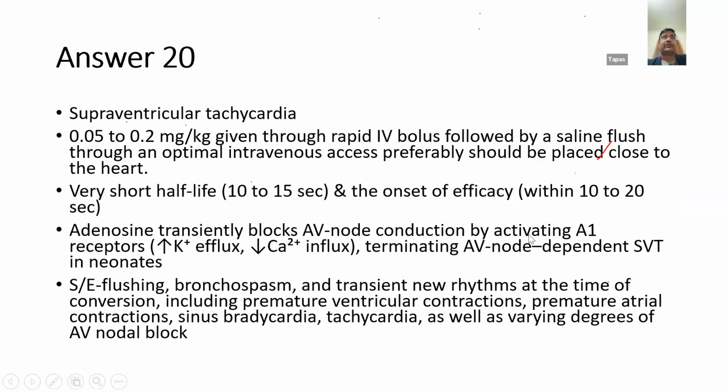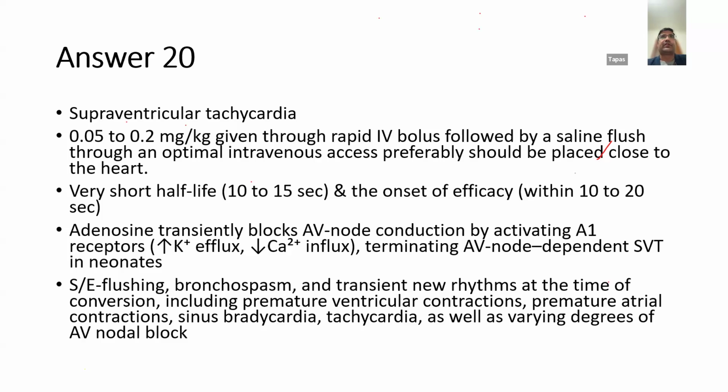So this drug is used for management of supraventricular tachycardia. The typical dose is 0.05 mg per kg. You give 0.05 mg per kg as the initial dose, and then you increase every 1 to 2 minutes based upon response, up to a maximum of 0.2 mg per kg. Remember that this drug has to be given through a rapid IV bolus, followed by a saline flush. And preferably the IV route should be one placed close to the heart.